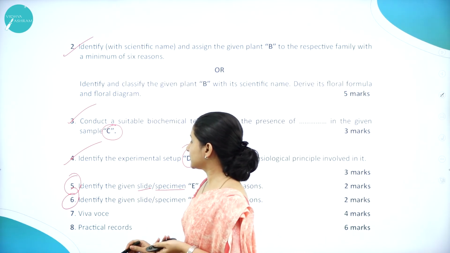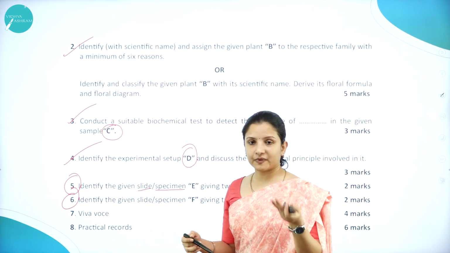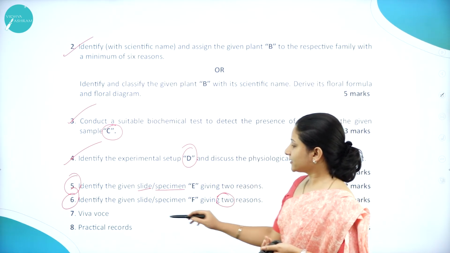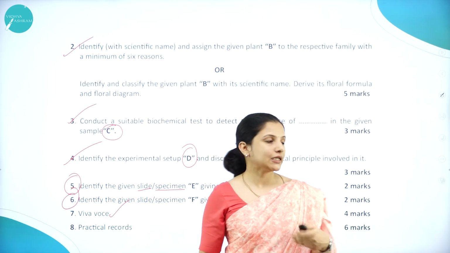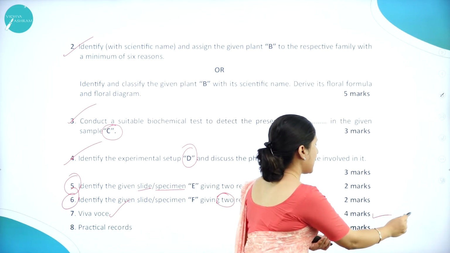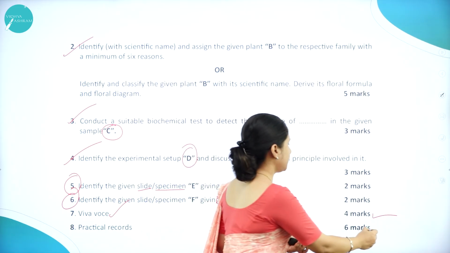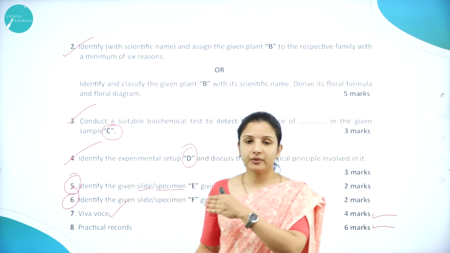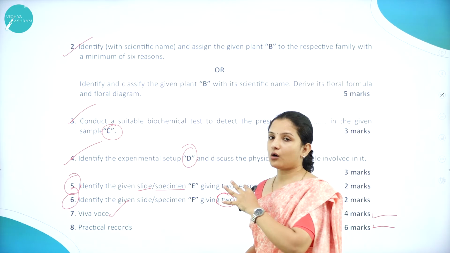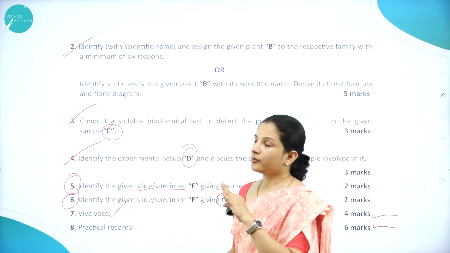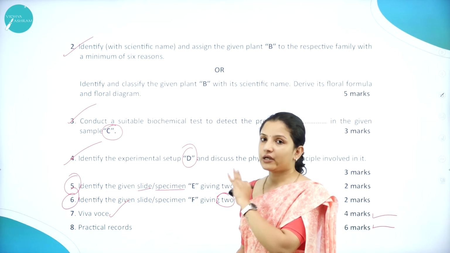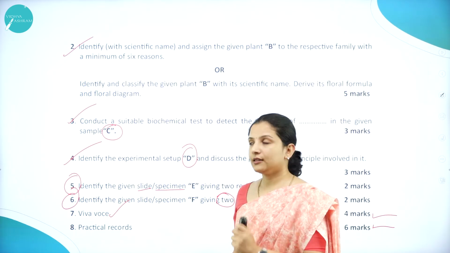So next, again in the 6th question, a slide or a specimen will be kept and you have to give 2 reasons for that. Next is viva voce. So viva voce, it is for 4 marks and your practical record, it is for 6 marks. So this is how the question paper will be given to you. It is the same throughout until the experiments change. If the experiment doesn't change, this is the question paper pattern that will be given to you. Accordingly, you'll have to work in the lab as well.